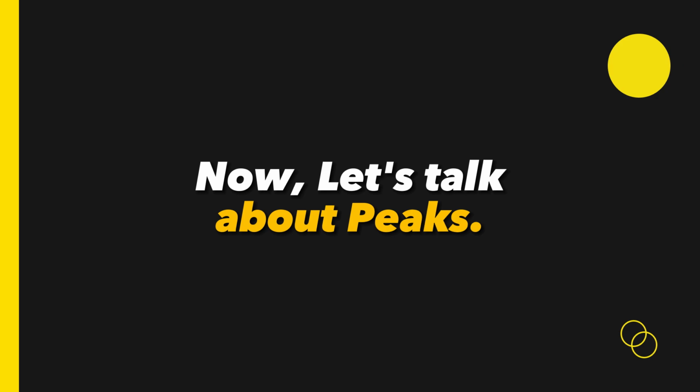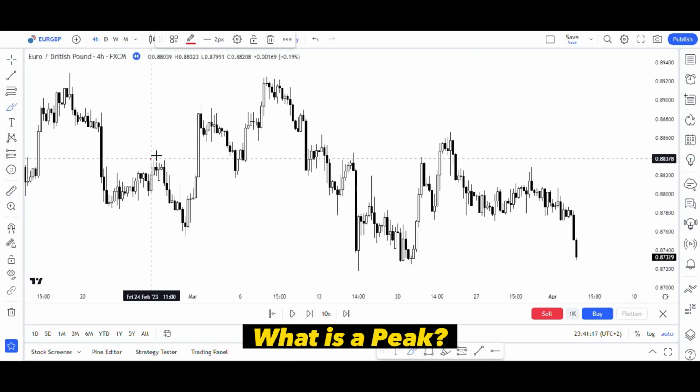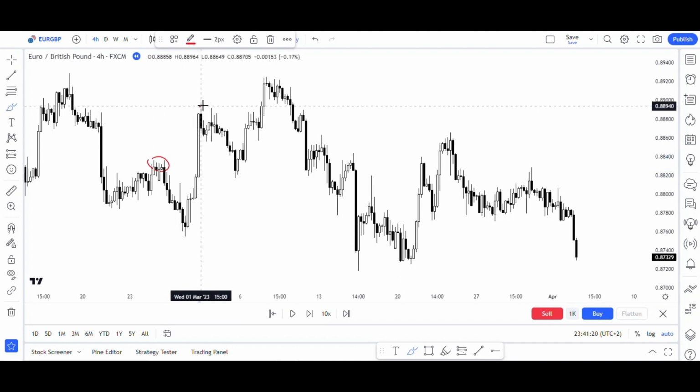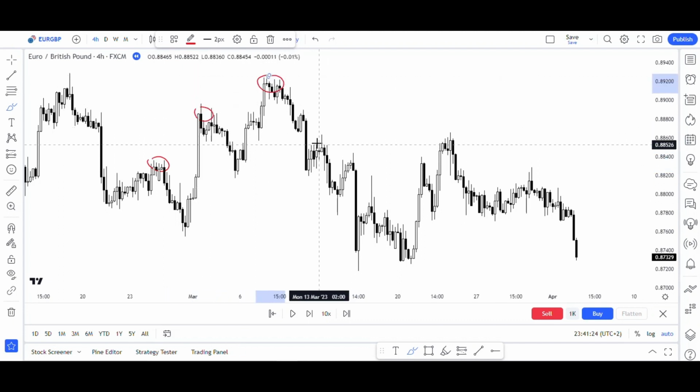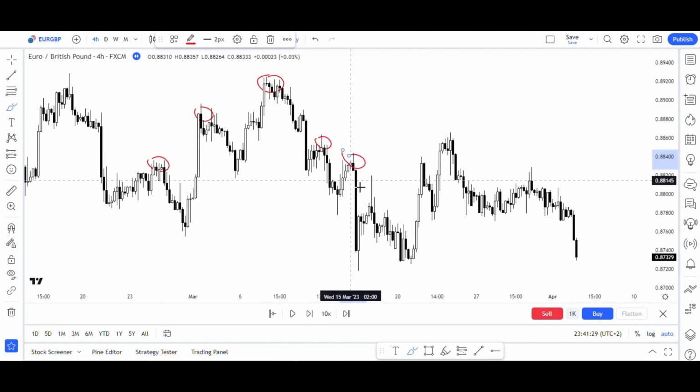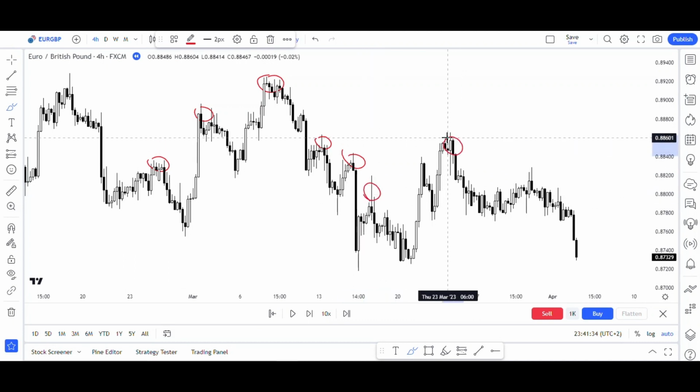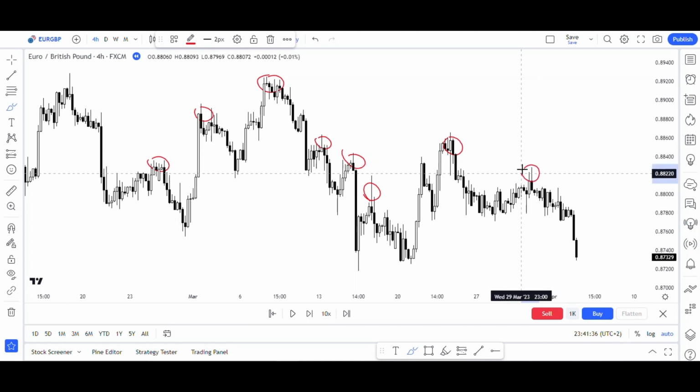Now let's talk about peaks. For example, this one is a peak, this one is a peak, this one here is a peak, and this one is a peak, this one also a peak, this one is a peak, and we have got this one a peak, and we have this one as a peak. But as I told you before, there are two kinds of peaks: a peak that made a lower low, and a peak that didn't make a lower low.